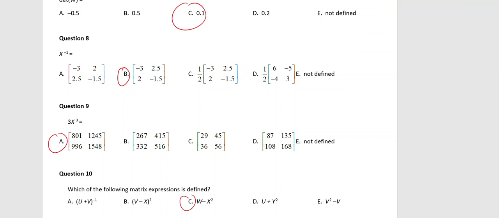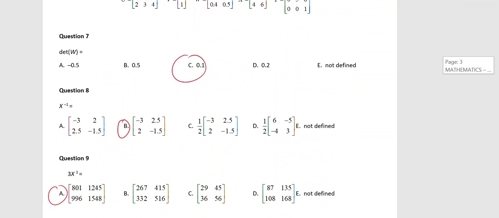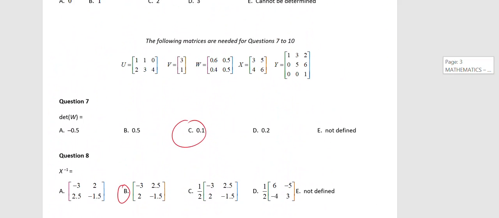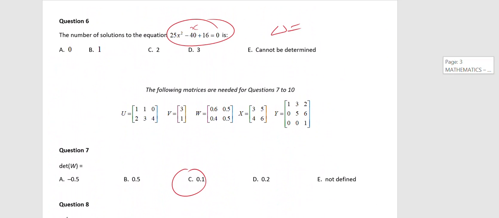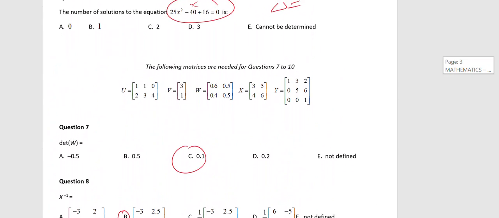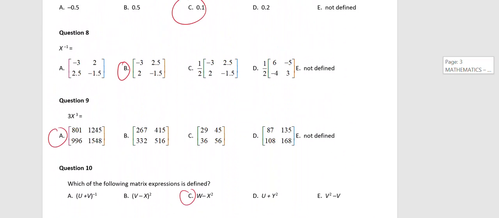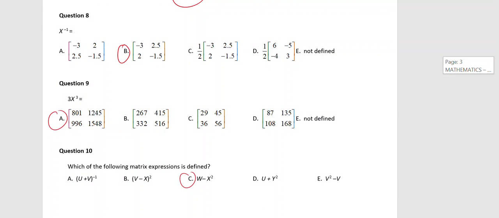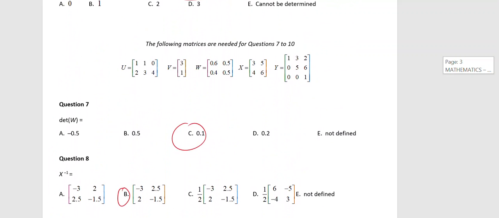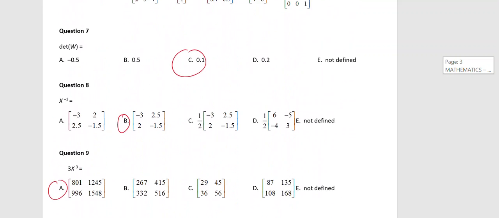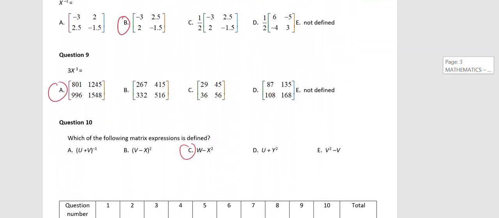Let's check whether D works. So u plus y squared. No, it's not going to work because the dimensions are different. You can't add things of different dimensions together. V squared minus v. You can't square a non-square matrix, so that's not correct. So the answer is C.